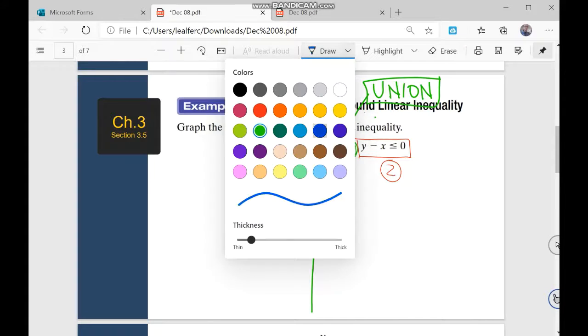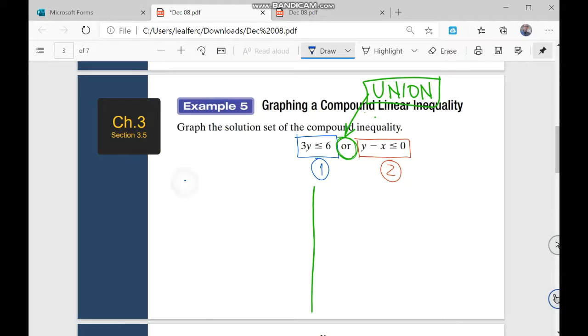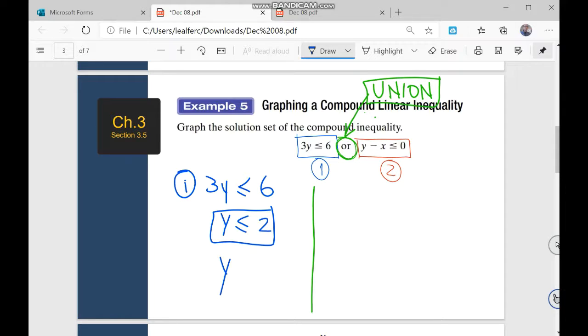The first one is 3y less or equal than 6. We have to solve for y, so divide both sides by 3. Y less or equal than 6 divided by 3, which is 2. This is the inequality that we're going to graph, but we need the related equation. The related equation is y equals 2.